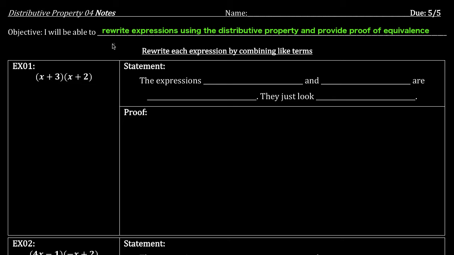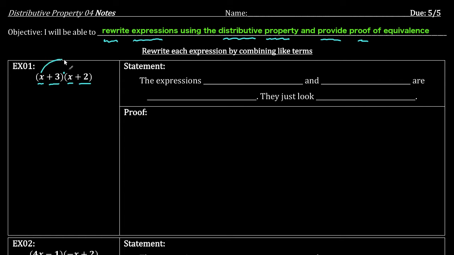Alright, so today we are going to rewrite expressions using the distributive property, and then we're going to provide proof. If you understood the last lesson, this should be pretty easy. So remember, we have two terms, and we're multiplying by two more terms.